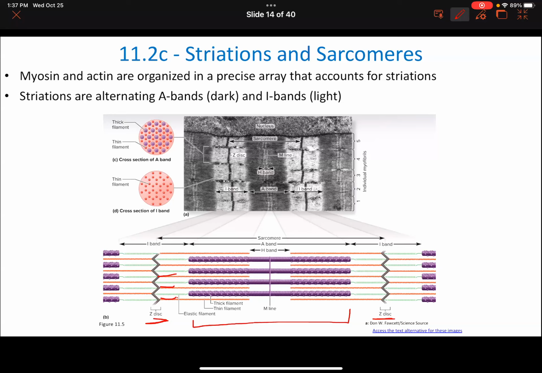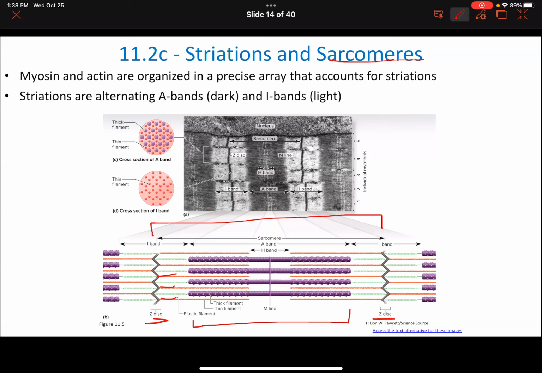And over the years, they've given names to these regions, and we'll talk about that in a minute. But essentially, from Z disc to Z disc is called a sarcomere, all right? And the sarcomere is the smallest functional unit of a muscle, so it's the smallest contractile unit. And the way this arrangement occurs, it explains the striations that we see when we look in the microscope.